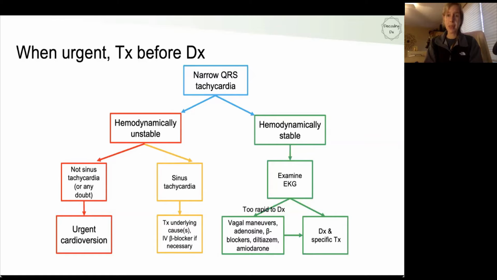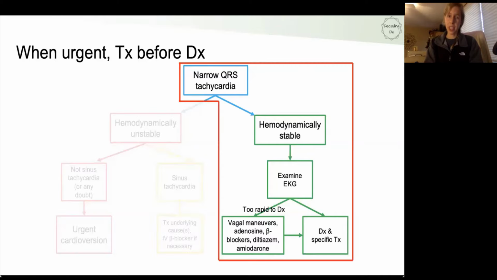If they're hemodynamically stable, on the other hand, that's what we're going to be talking about in this video. That gives you a little bit of time to examine that EKG and figure out what actually is going on so that you can treat that specific diagnosis. And as a little aside, if that EKG is too shoved together, meaning all of the QRS complexes are too close to be able to figure out the underlying rhythm, you can do a variety of different strategies to try and spread out those complexes so that you can then make the diagnosis of the specific arrhythmia.